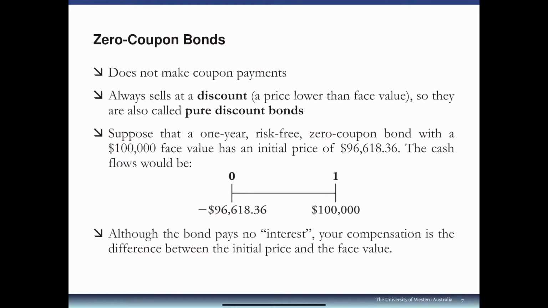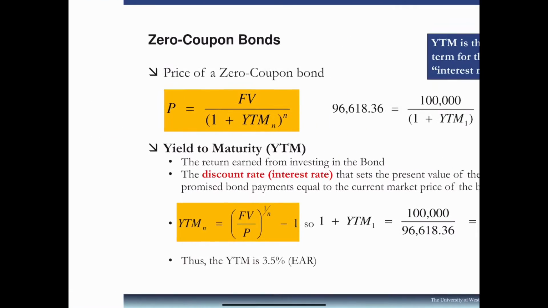So the cash flow is like this. At the start, the initial price is $96,000. At the end, whoever bought this zero coupon bond will get paid $100,000. So although the bond pays no interest, you can see that your compensation is the difference between the initial price and the face value. So here, roughly $3,381.64, and that's the interest part. But what is your interest rate, right? What is the interest rate here? That's what we're going to find out.